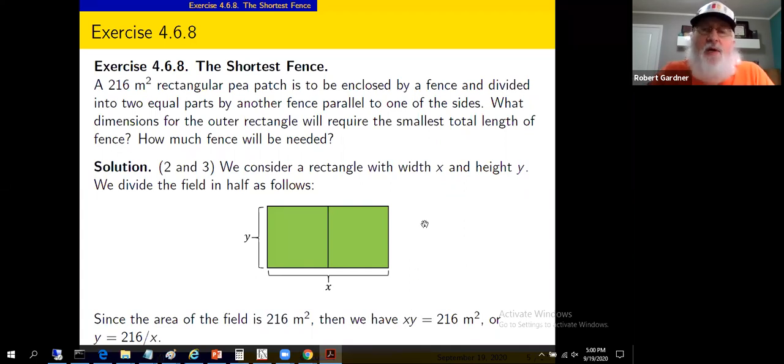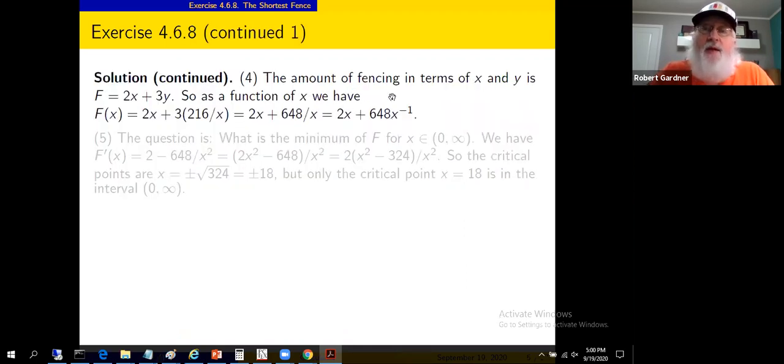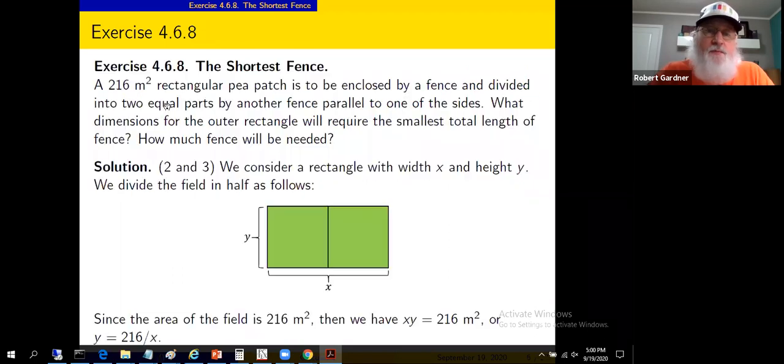What's next? The quantity of interest, which was the length of the fencing. So next we need to find the amount of fencing. I kind of already gave that away. The amount of fencing in terms of X and Y is 2X plus 3Y. Let's look back at the picture. Yeah, X at the bottom and X at the top, Y on the left, Y in the middle, Y on the right. So 3 Y's and 2 X's worth of fencing.